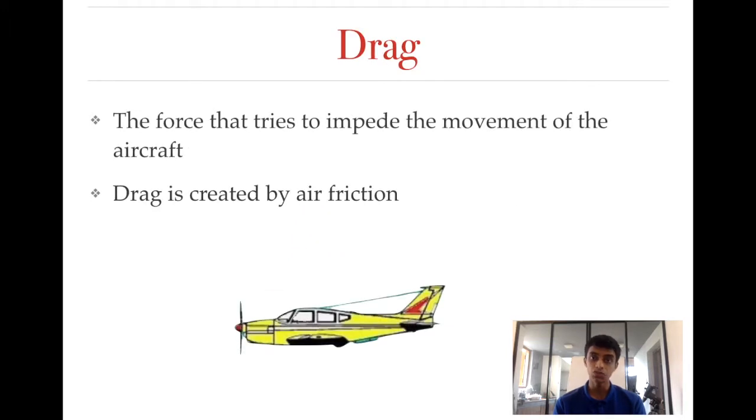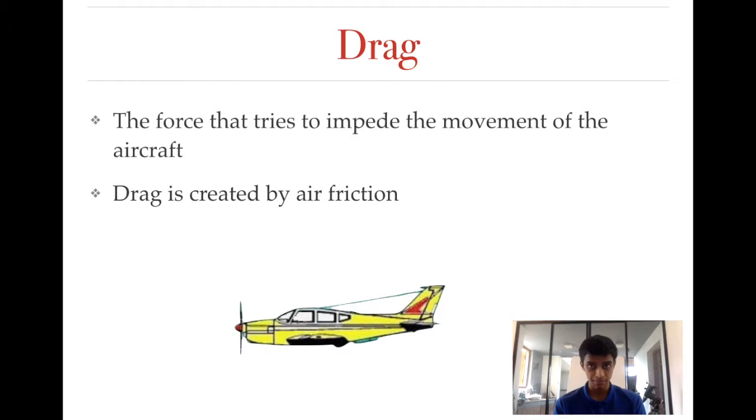Now the third force, which is drag. Now drag is a wee bit different from lift and thrust. So pay attention. Drag is defined as the force which tries to impede the movement of an aircraft. What does that mean? This means that drag basically tries to slow the aircraft down. Have you ever tried to run with an extended umbrella behind you? It's pretty hard. The faster you run, you feel that there's a force which is pulling you backwards. So this is drag. You may also observe that when you run faster, that force is also greater.